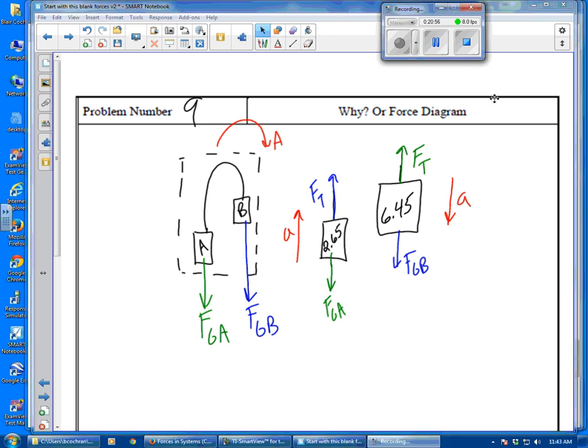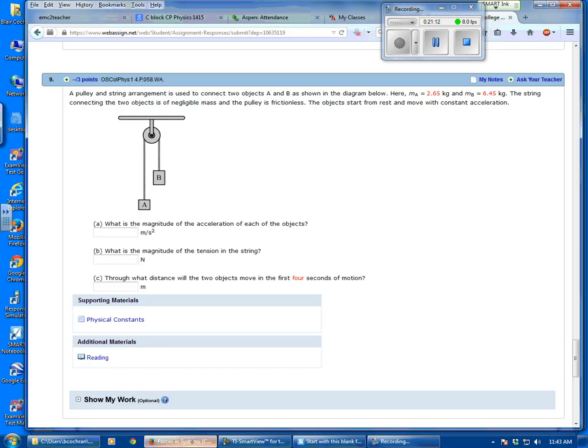All right, so starting back in on this one, number 9. We have all our force diagrams done. What do they want to know? They want to know the magnitude of the acceleration, the magnitude of the tension, and through what distance the two objects move in the first 4 seconds of motion. Oh, good. So a little kinematics review there as we approach the midterm.